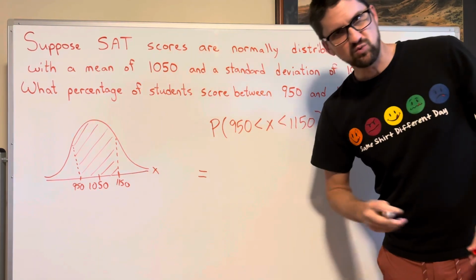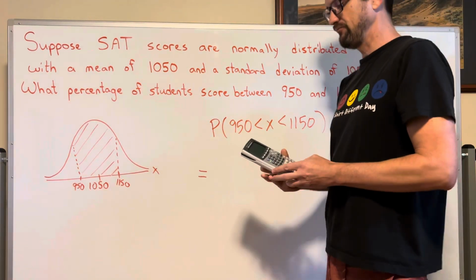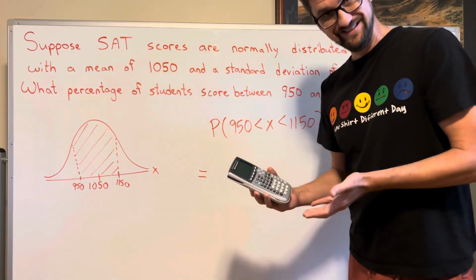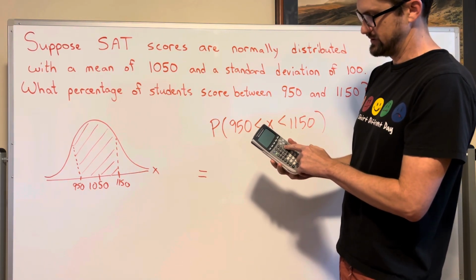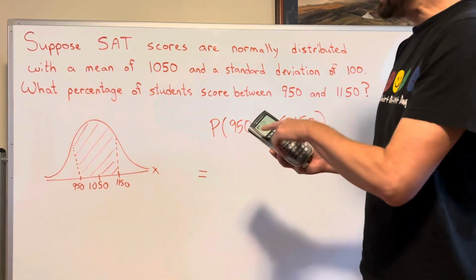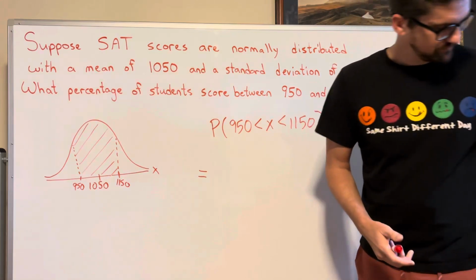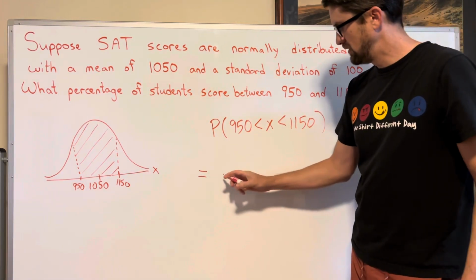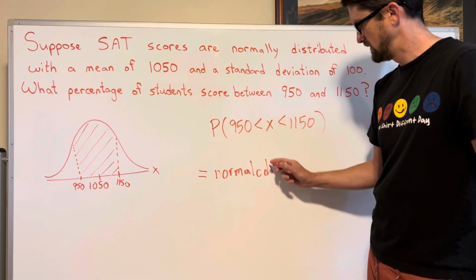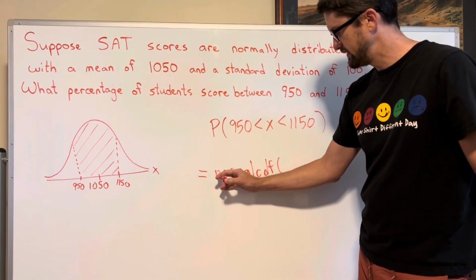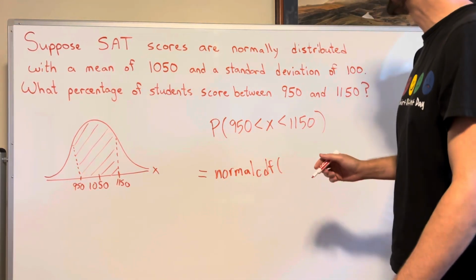I think the easiest way to do this would be to simply use the calculator. You have to have a calculator with distributions. This one has a distribution button right here. I gotta hit second, and then this button to pull up the distributions. And you want to go to the one that says normal CDF. Depending on your calculator, all calculators are a little bit different.